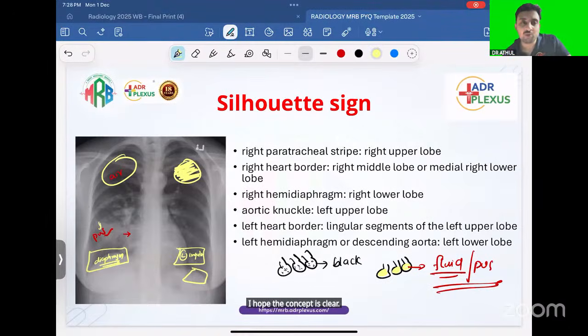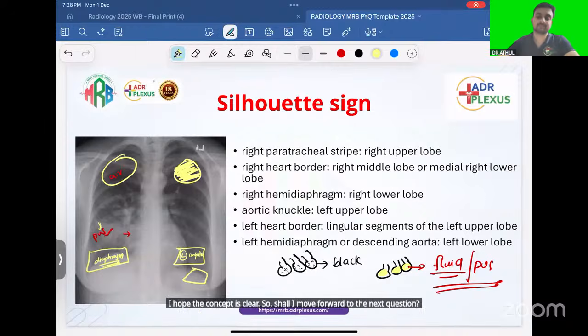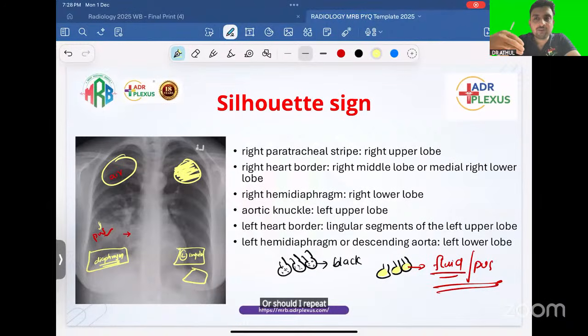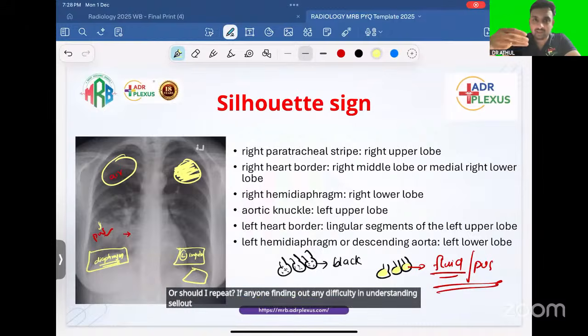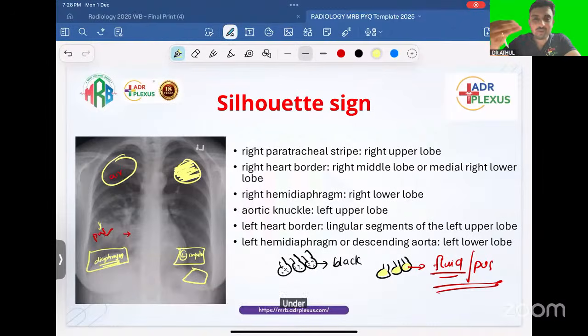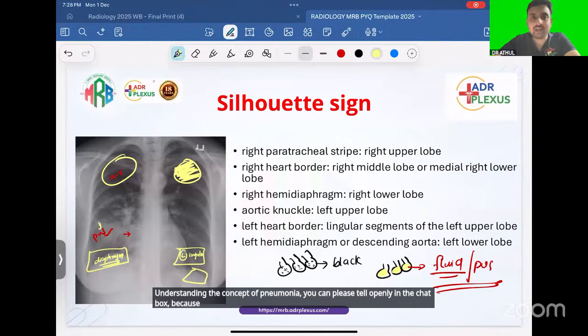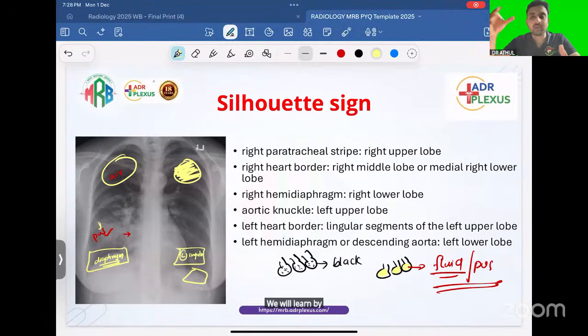Shall I move forward to the next question, or should I repeat? If anyone is finding any difficulty in understanding the silhouette sign or the concept of pneumonia, please tell me openly in the chat box, because I was worse than you when I was an intern or after internship. These things we will learn by experience. So please, you can ask.